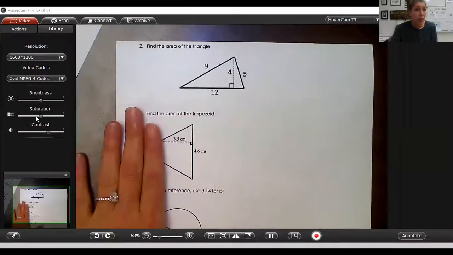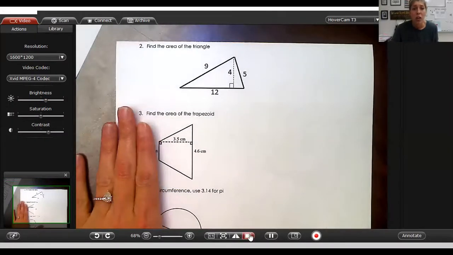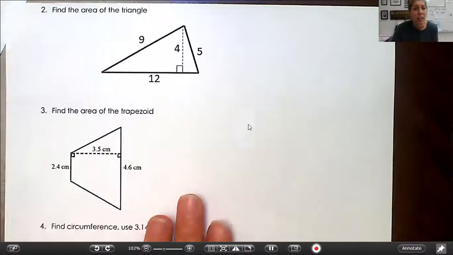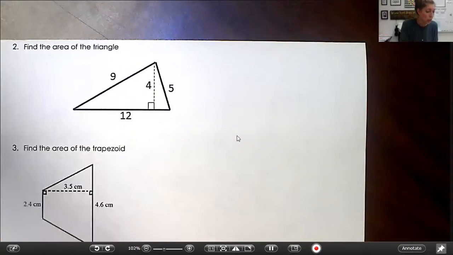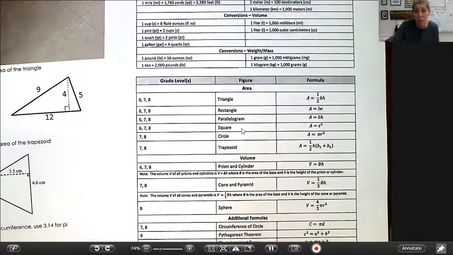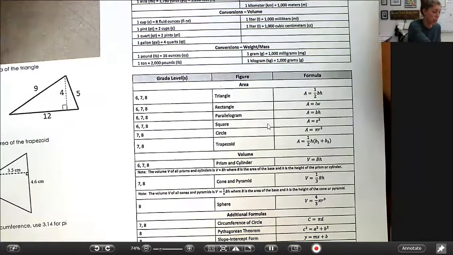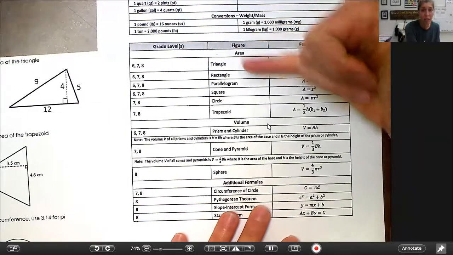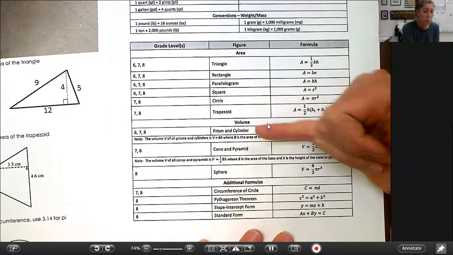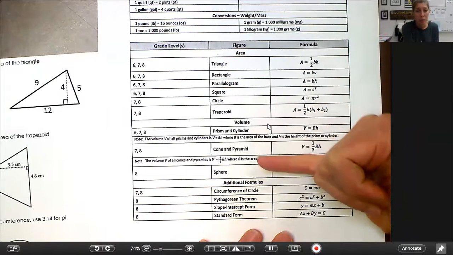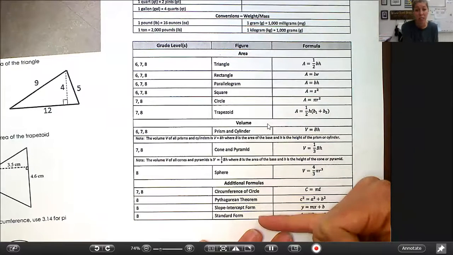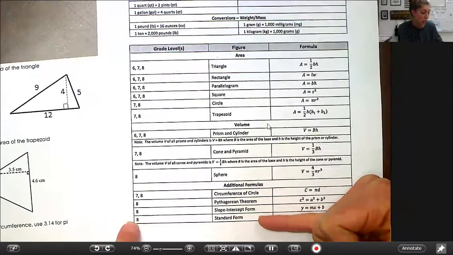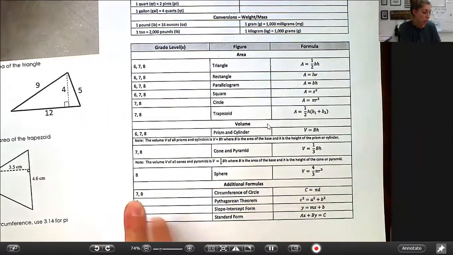So let me share that screen with you. All right, let me get that up a little bit. Okay, so first thing I'm going to do is find the area of this triangle. So I look on my formula sheet, and the first thing I need to do is locate where the area formulas are. If you look down here, I've got lots of area formulas. Then it switches to volume. I've got prisms and cylinders, cones and pyramids, a sphere, and then additional formulas down here. You can see the last three are formulas that 8th grade is going to use, but down here is circumference of a circle. That's one we will need later today.